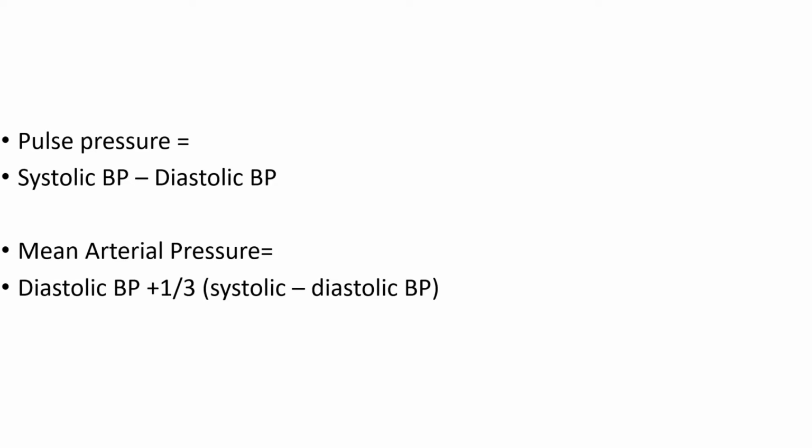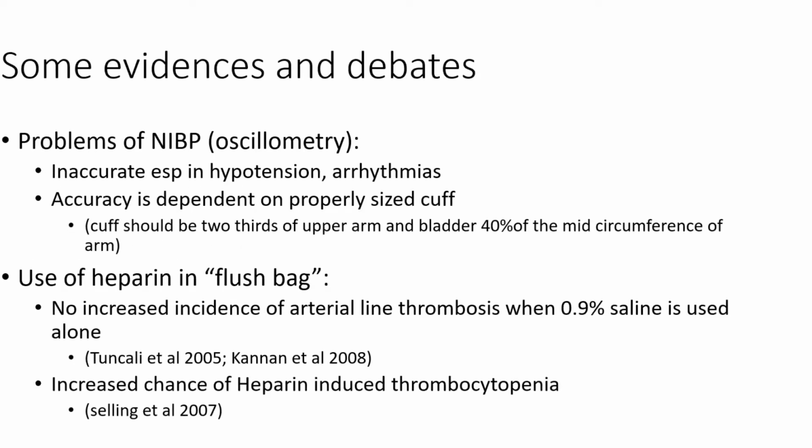Now, coming to some of the debates which have been going on, what are the problems with a non-invasive measurement? Why do we really require invasive pressure monitoring? The NIBP, which is based on the oscillometry, is inaccurate, especially in situations of hypotension and arrhythmia. And the accuracy is dependent largely on a properly sized cuff. The cuff should be at least 2/3 of the upper arm or 40% of the mid-arm circumference.